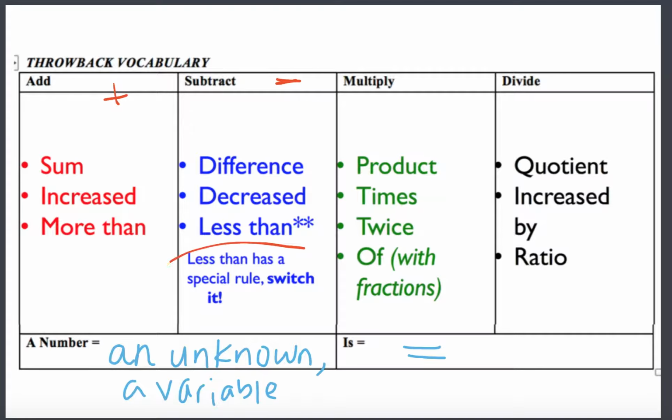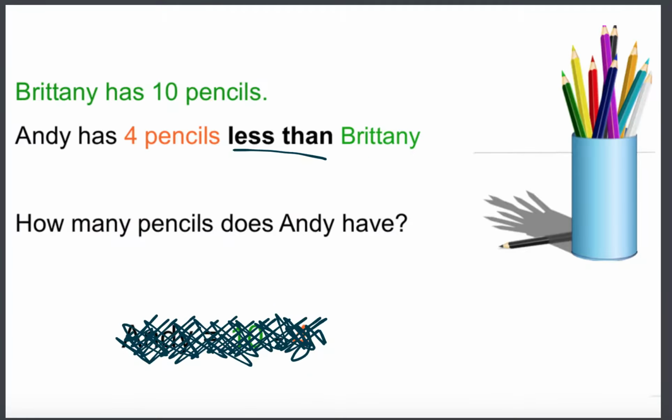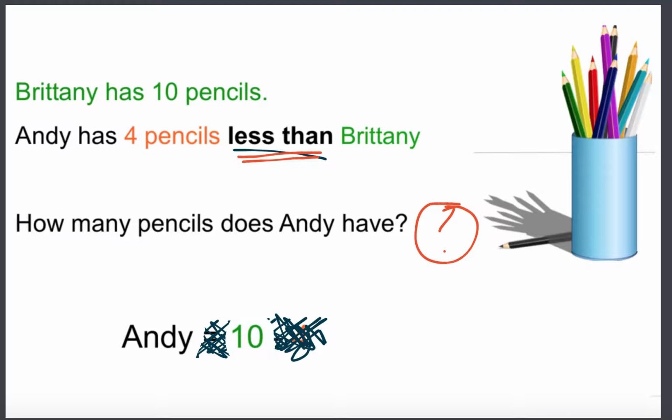Now, less than has a really special rule. We switch the order. Let's take a second and talk about what that means. So if Brittany has 10 pencils and Andy has 4 pencils less than Brittany, how many does Andy have? Well, let's break that down again. Whatever Andy has is 4 less than Brittany. So Brittany has 10 and Andy has 4 less than that. So whatever Andy has is 10 minus 4, which is 6.